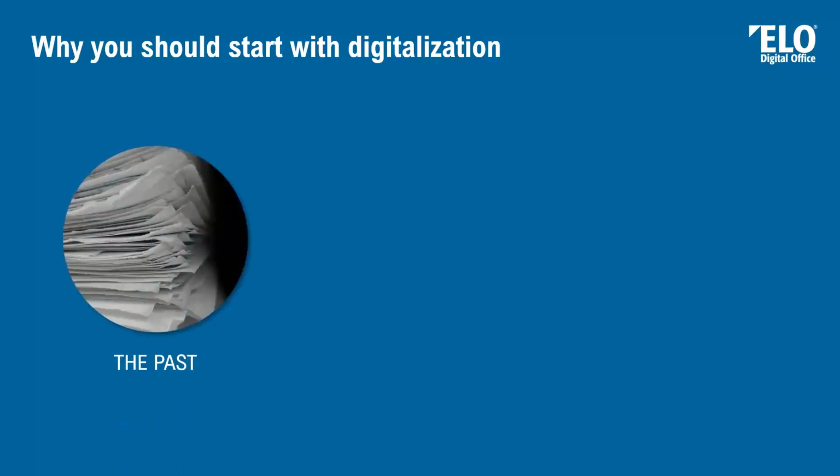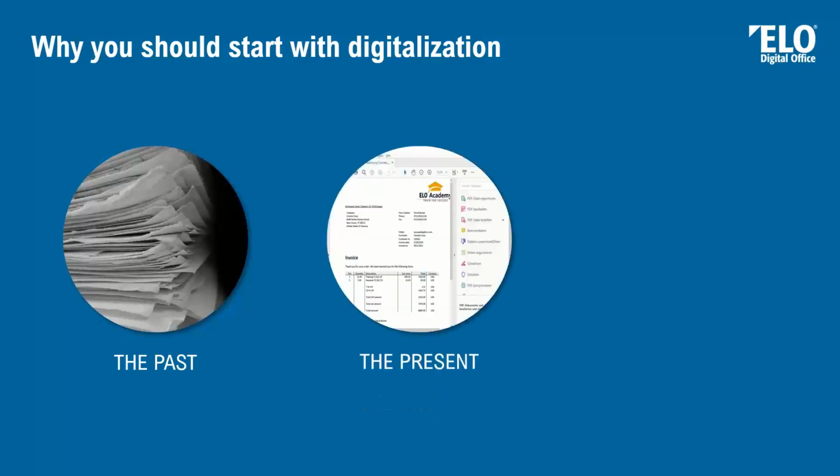So why should you start with digitalization of your incoming invoices? In the past, we got invoices on paper. So as I said, 270 invoices on paper are somewhere in the company and nobody knows. So finding an invoice could be tricky. In the present, we get invoices as a PDF. Most of the time, we get invoices as a PDF with an email. So the present is a little bit better than the past.